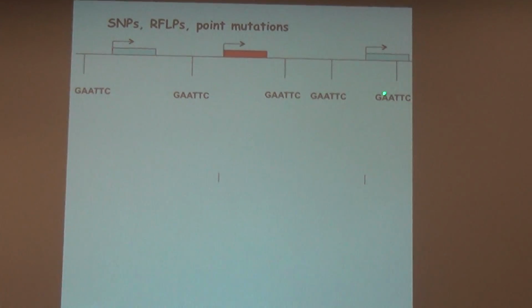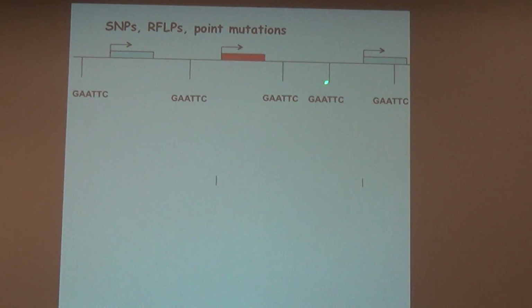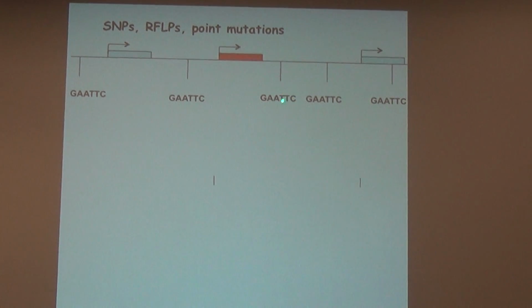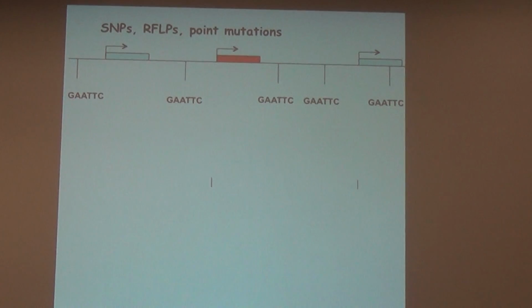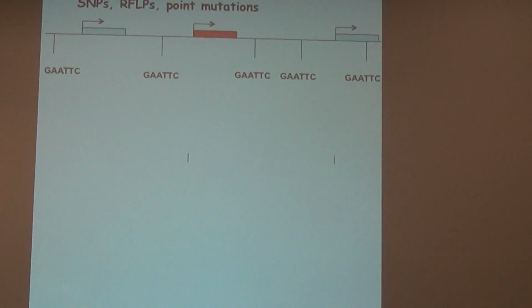So this restriction site for EcoRI is within this gene. These two are not within the gene. This one is also not within the gene, and likewise. So those are restriction sites, nothing else at this point.